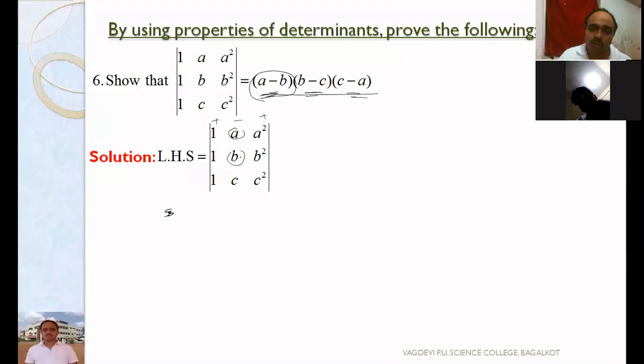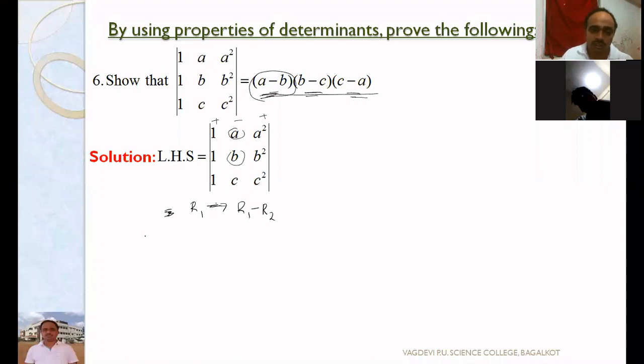If you do R2 minus R1, R2 means second row, and B is present there. We get B minus A. But I want A minus B. A is present in the first row. This is the first row, this is the second row, this is the third row. To get A minus B, you write R1 changes to R1 minus R2.